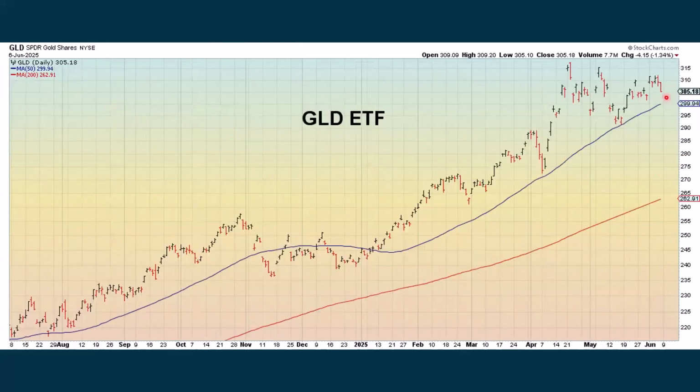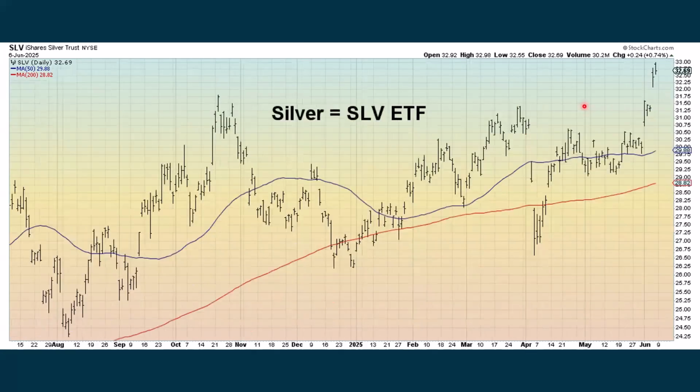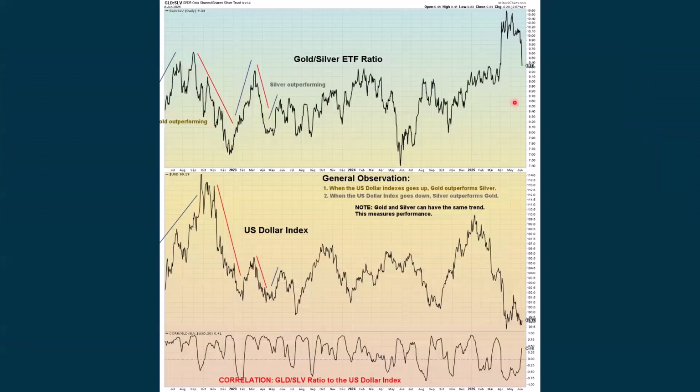Here is gold, which has been kind of chopping around all over the place, but is still in an uptrend. And then Thursday and Friday, silver really broke to the upside and is looking pretty solid in an uptrend there. And we look at a gold to silver ratio, in which gold has been going sideways and silver's been going up. So we see this ratio going down. That means silver over the last few days has been outperforming gold.